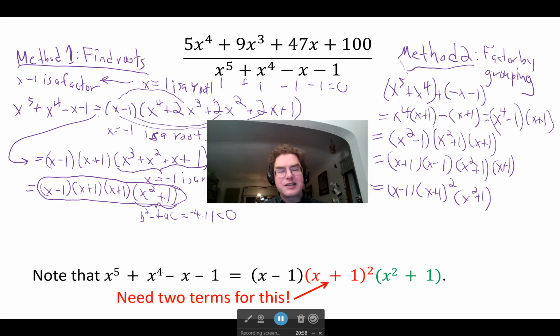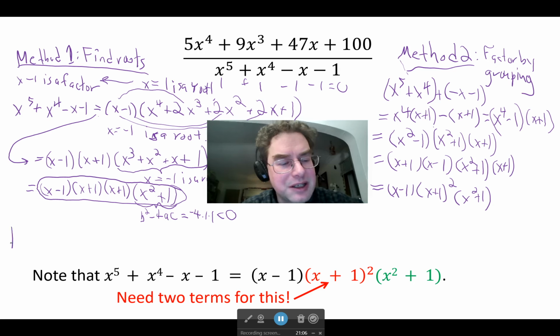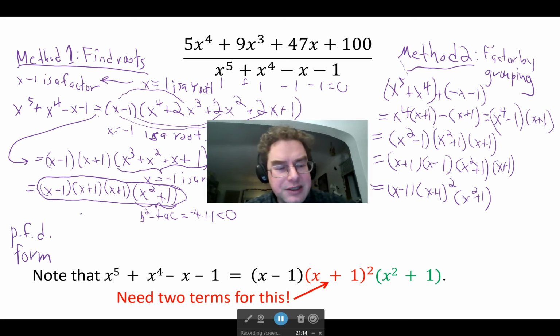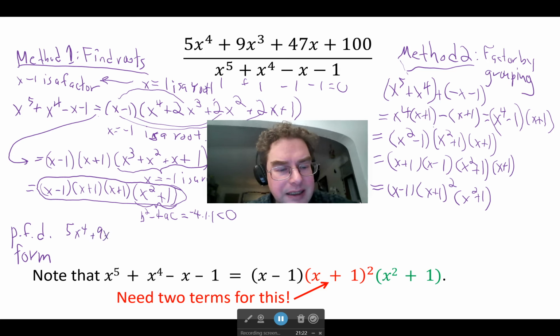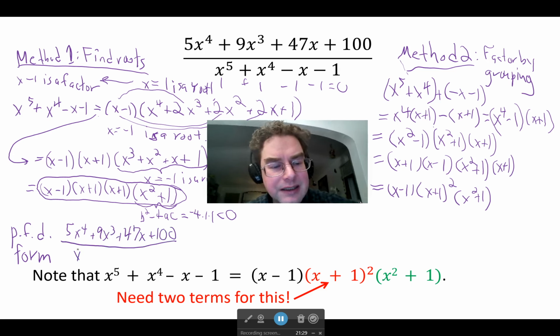So our partial fractions decomposition then is going to look as follows. So here is our partial fractions decomposition. I'll just abbreviate it. And this is just going to be the form of it. There would still be more details to work out, which we're not going to work out for this example. But it would be that 5x to the fourth plus 9x cubed plus 47x plus 100 over x to the fifth plus x to the fourth minus x minus 1.